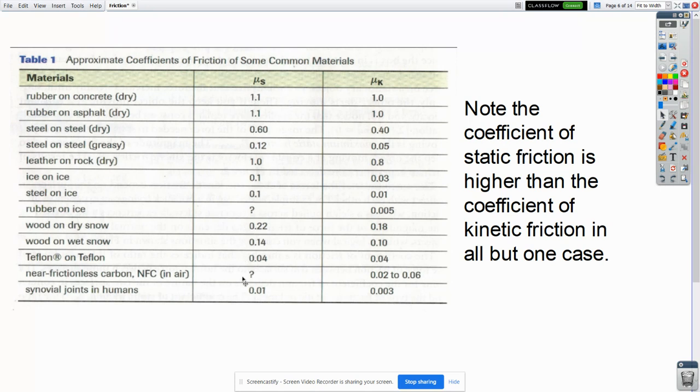You look down through the list, 1 is about as high as you go, 1 is a very high coefficient of friction. They go much lower, like 0.01, 0.003 down here at the very bottom, for the synovial joints in humans, one of the best lubricated things you can think of, one of the lowest friction things you can think of.